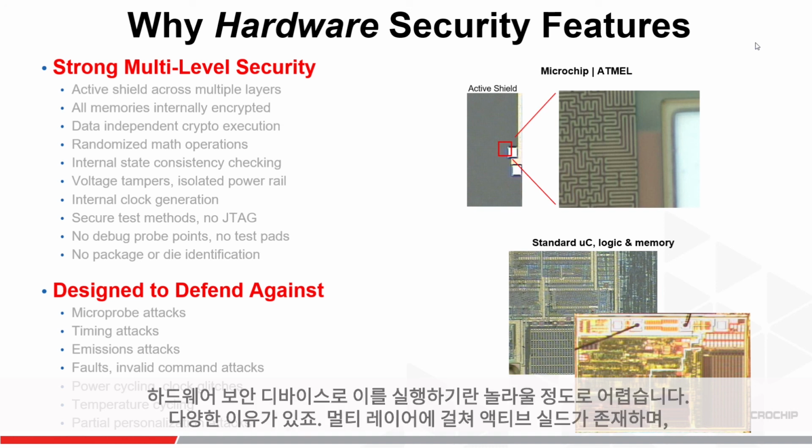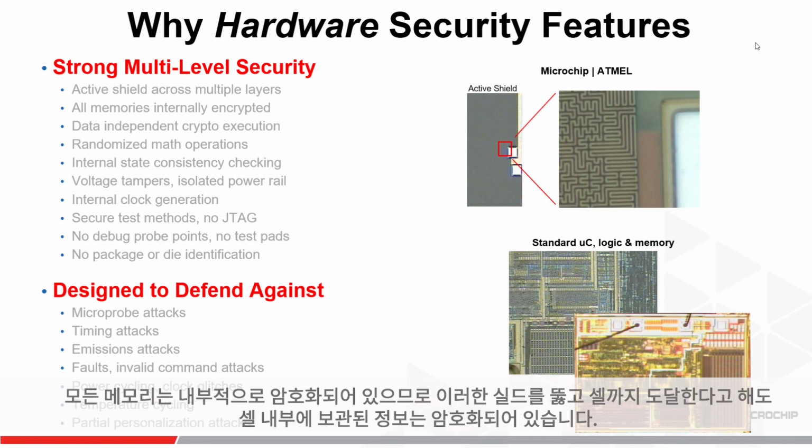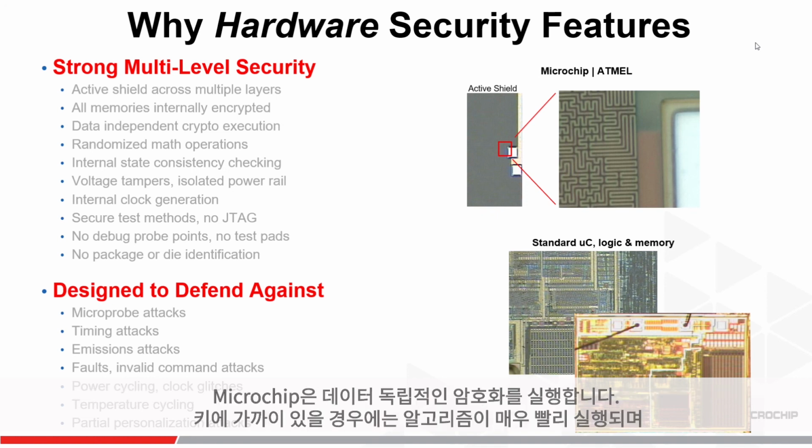Hardware security devices are incredibly difficult to do that with for a number of reasons. They have active shields across multiple layers. All memories are internally encrypted. So even if they were able to get past the shields and get to the cells, the information stored in those cells is encrypted. We have data-independent crypto execution.